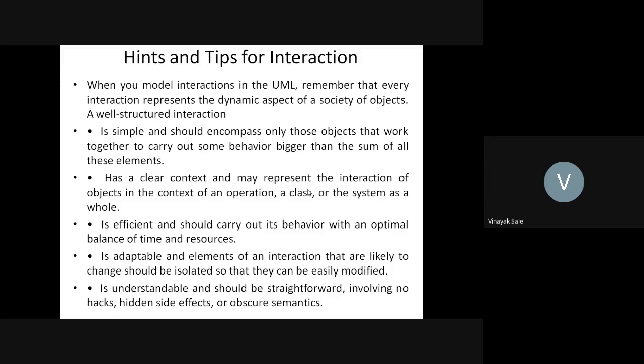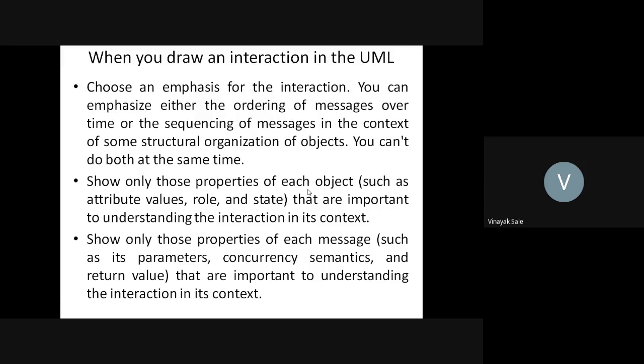A well-structured interaction is understandable and should be straightforward, involving no hacks, hidden side effects, or obscure semantics. So, when you draw an interaction in UML, select an emphasis for the interaction. You can emphasize either the ordering of messages over time or the sequencing of messages in the context of the structural organization of the objects. You cannot do both at the same time.